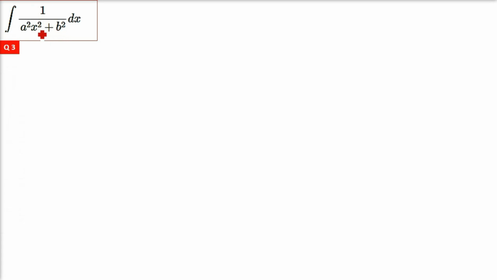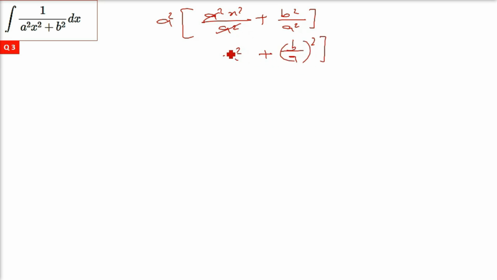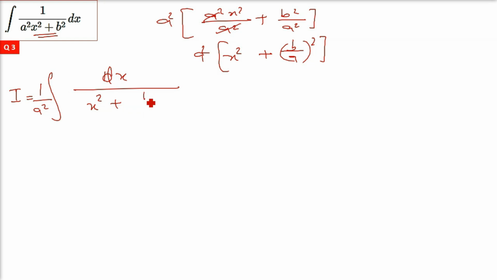So here we can just take this a square common, so that we get x square plus b square by a square. So when you take a square common, I'm showing you the denominator right now. So this will be b square by a square. a square x square gets cancelled. You have x square plus b by a whole square. Now a square has been taken common. So this integration will become like this. This a square will come here, 1 by a square. 1 is already there. So dx. This is x square plus b by a whole square.